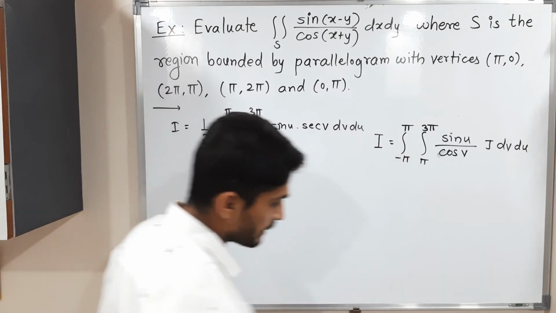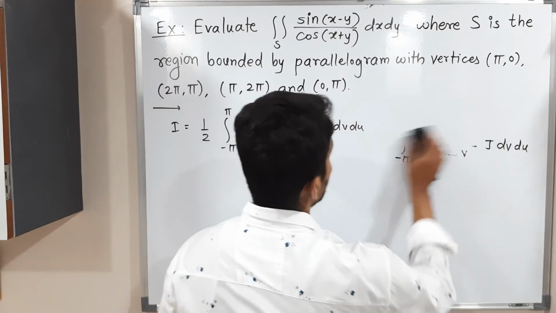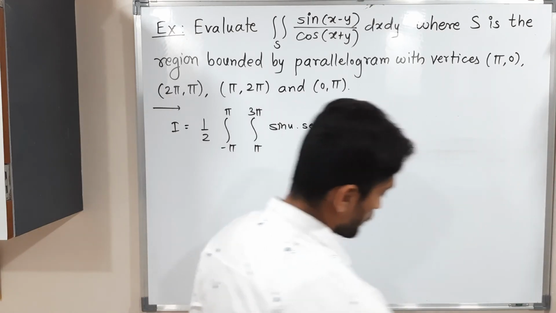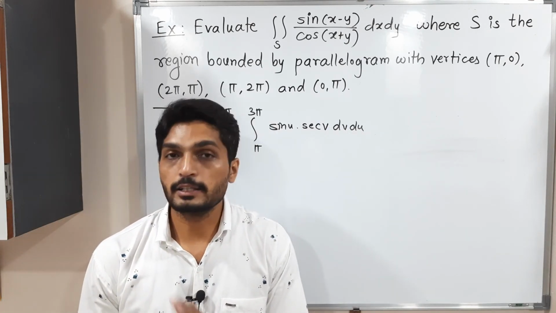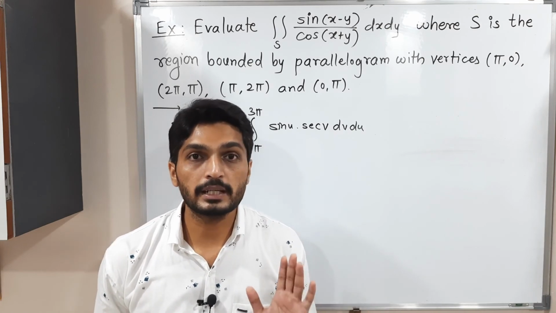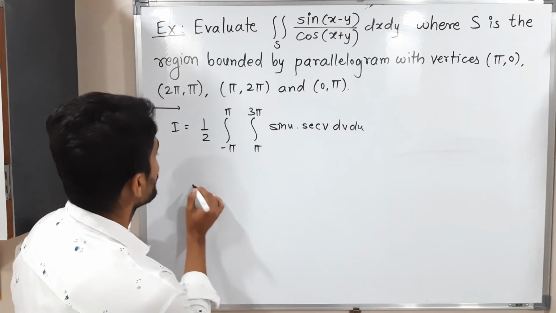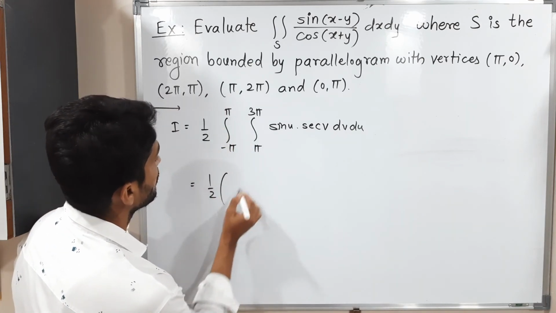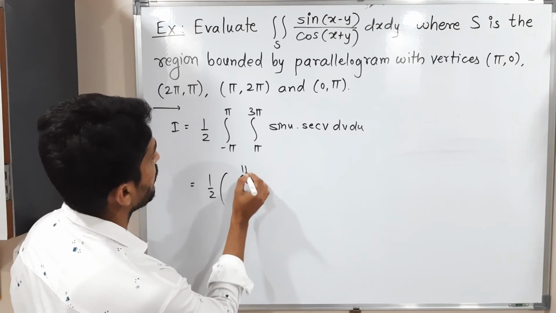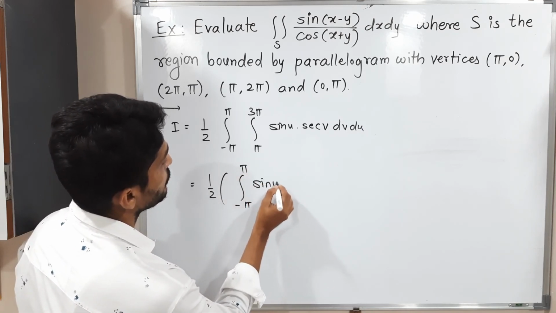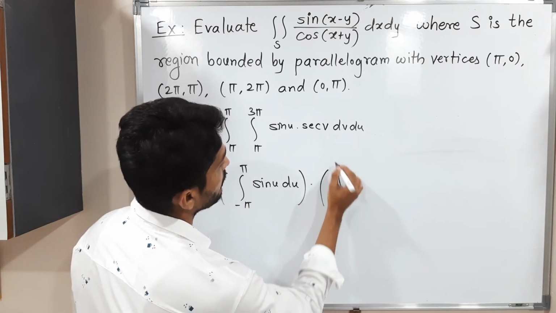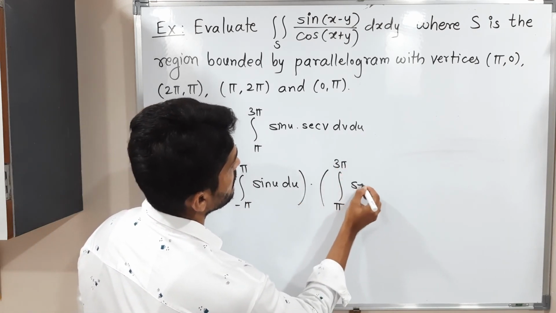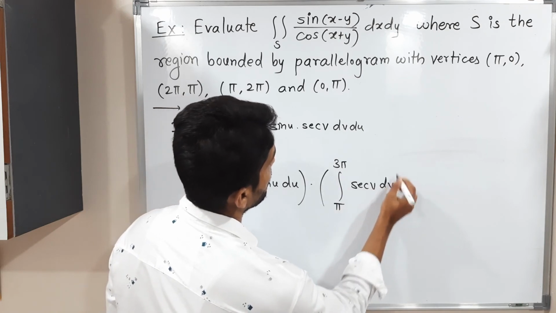Let me remove this integral, it is not required now. So we will have more space to write. Fortunately the limits are constants and there is no addition, no subtraction, so we can take separate limits. So this is equal to 1 by 2 integration from minus pi to pi of sine u du, into integration from pi to 3 pi of sec v dv.